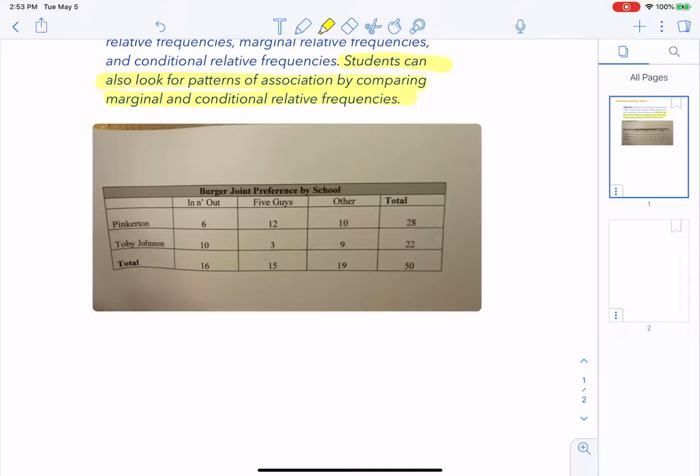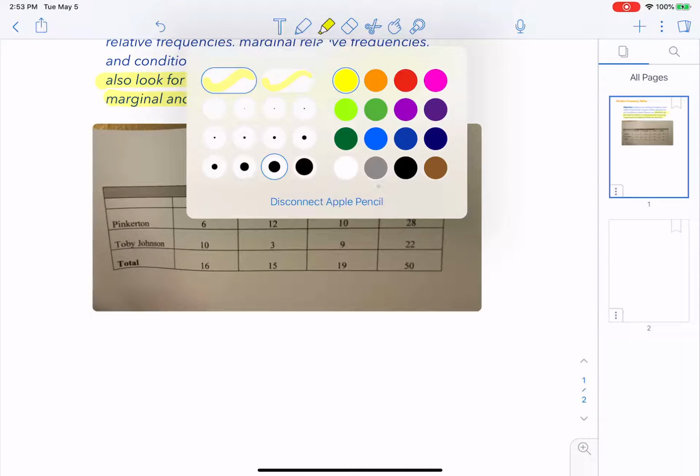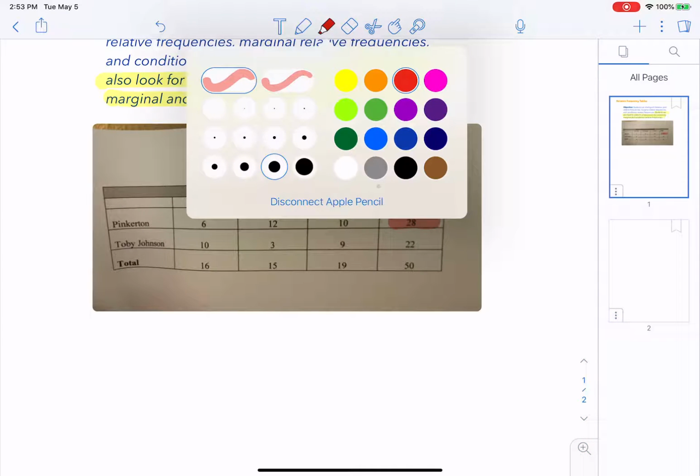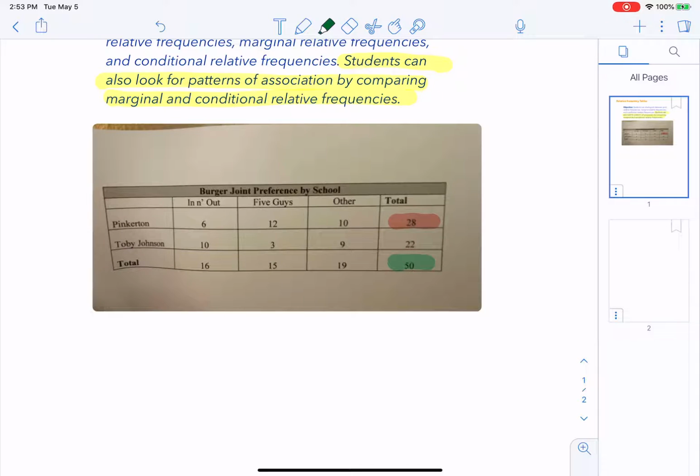So to do that, I want to go back to this idea of marginal relative frequency. Okay, that's the row or column total over the grand total. And I want to focus on our own school here just for a sec. We won't worry about Toby. We're going to worry about Pinkerton. Again, I'm going to show the row total here. That's all the students who go to Pinkerton over the grand total. 50 students surveyed.